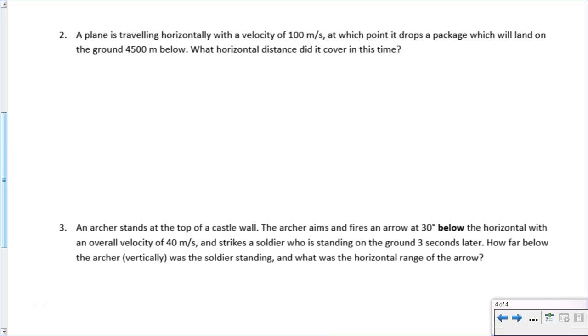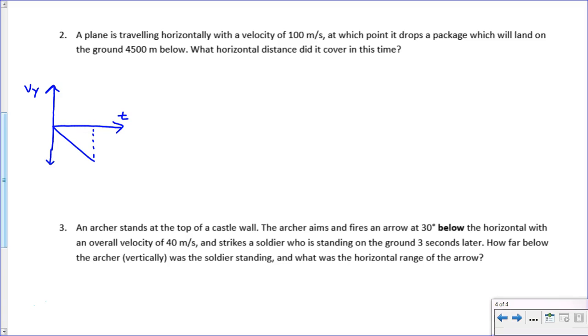Question number 2, we have a plane that is flying horizontally with a velocity of 100 meters per second. And then it drops a package, which lands on the ground 4,500 meters below. I want to know the horizontal distance that it covers. So for this one, we again make a Vy versus t graph. The Vy versus t graph is the most common thing that we're going to make in this unit. For this one, it's dropped out of a plane, so initially it's not going up or down, it's just going horizontally. So again, we start with a y velocity of 0.